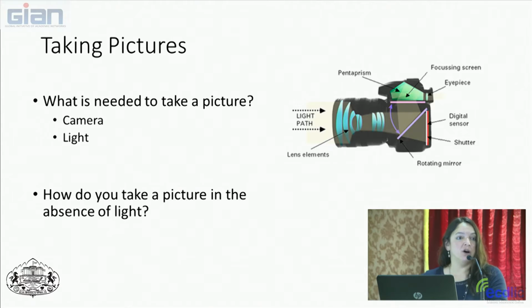So before we start talking about these, I just want to talk about taking pictures. When you take a picture of something with a camera, you basically need the camera and you need light, right? So these are to take an optical picture, and this is what people typically think of when they think about taking a picture. So the question that I pose is, how do you take a picture in the absence of light? These methods that we talk about today and over the next few days are about taking a different kind of picture, not a light picture, which is really cool.